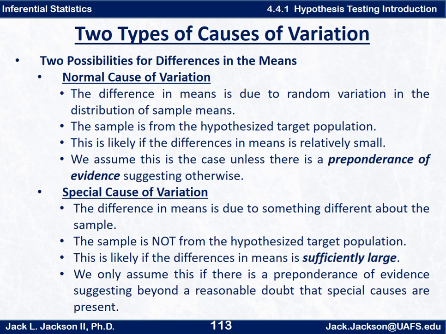The other possibility is that there's a special cause of variation. There's something special that's causing this variation besides just the normal distribution of sample means from a population. The difference in means in this case is due to something different about the sample. The sample is not from the hypothesized target population. This is likely going to be the case if the difference in means is large, sufficiently large. We will only assume this is the case if there is a preponderance of evidence suggesting that, beyond a reasonable doubt, the special causes are actually present.